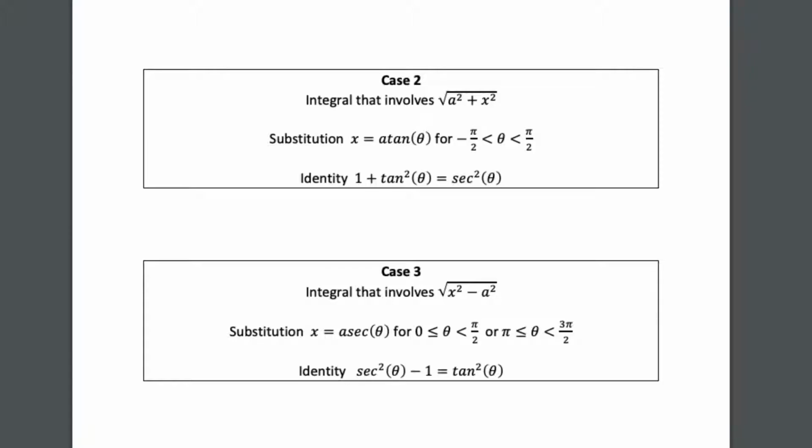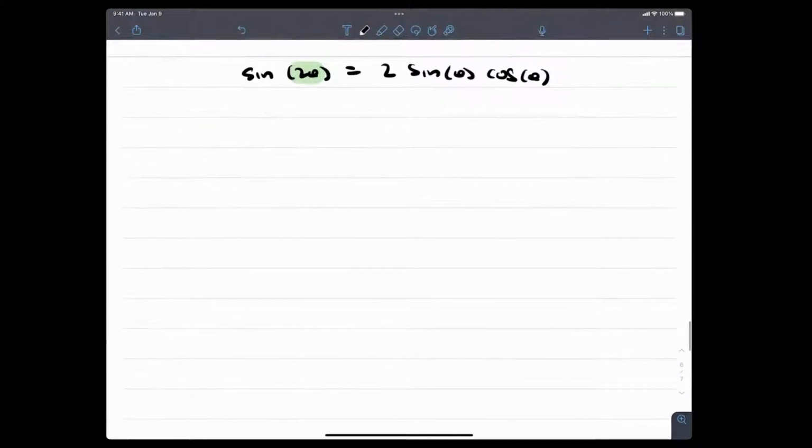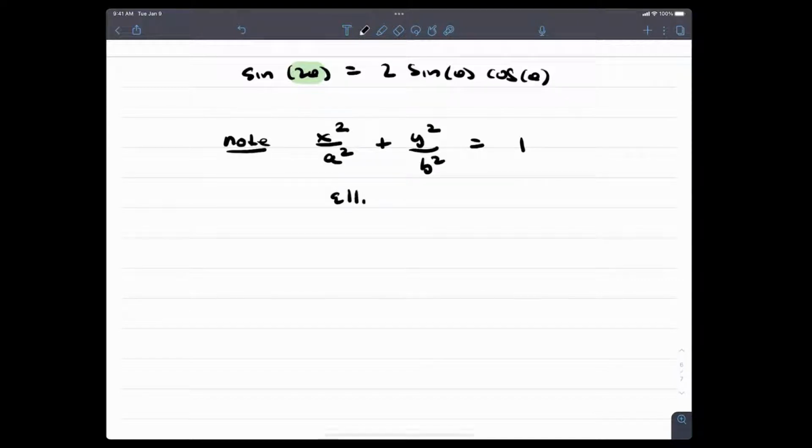Okay, so case 2 now. If we look at case 2, or actually, should we go back? Maybe before I go to case 2, I want you guys to notice something here. Do you guys remember the equation of an ellipse? Just to say in general, this is the equation of an ellipse, right? This is an extremely important detail.